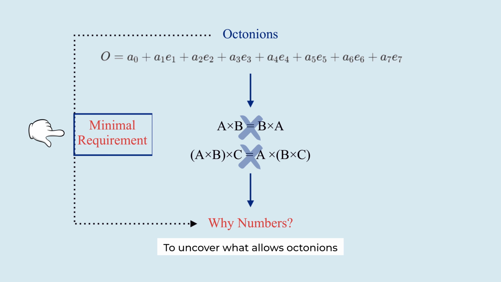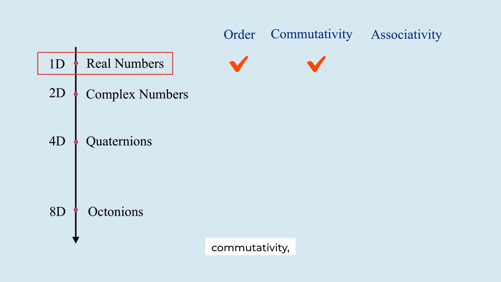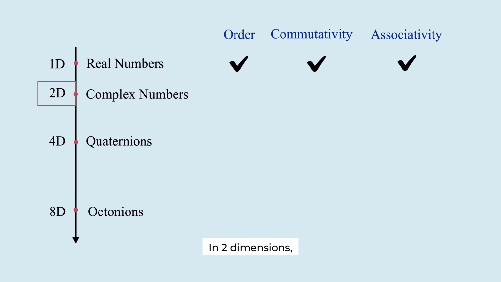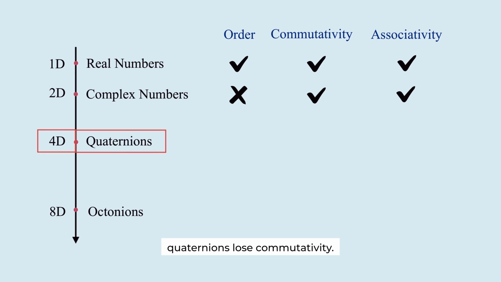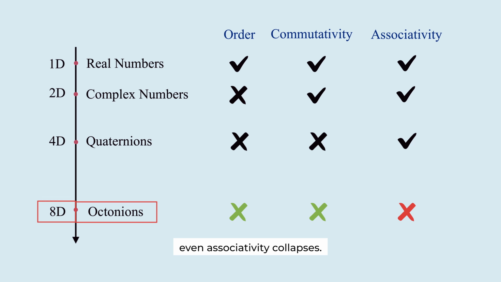To uncover what allows octonions to still be called numbers, we need to see how number systems gradually lose structure. In the real numbers, order, commutativity, and associativity feel almost obvious. But as dimension increases, algebra starts to fall apart. In 2 dimensions, complex numbers lose order. In 4 dimensions, quaternions lose commutativity. At every step, something breaks. And in 8 dimensions, with the octonions, even associativity collapses.